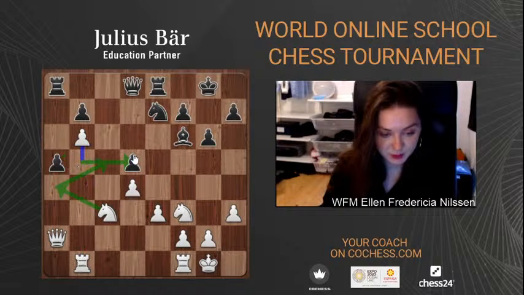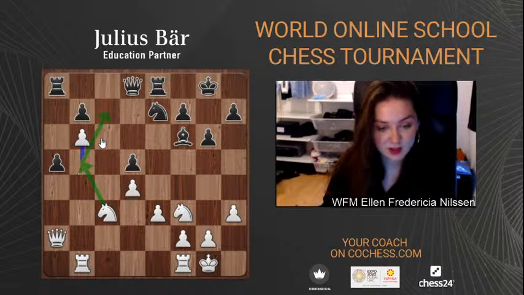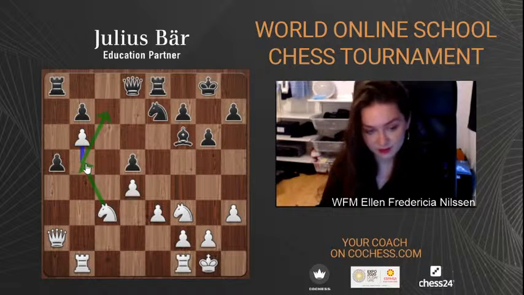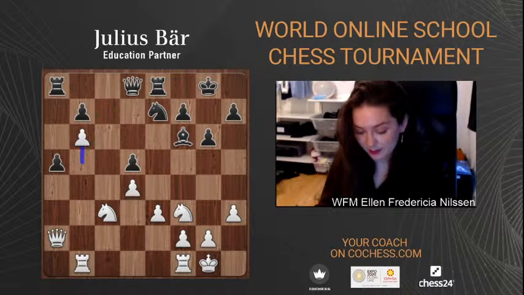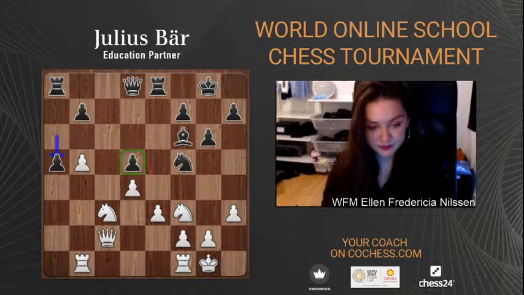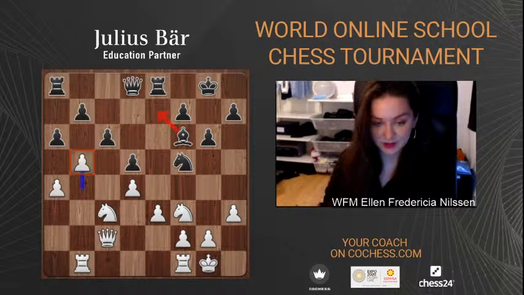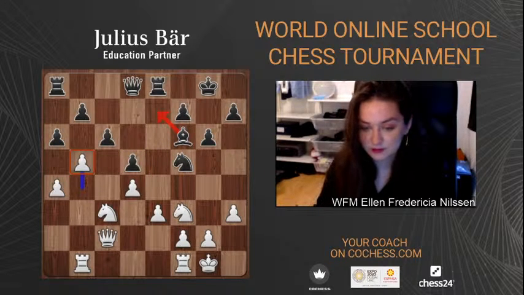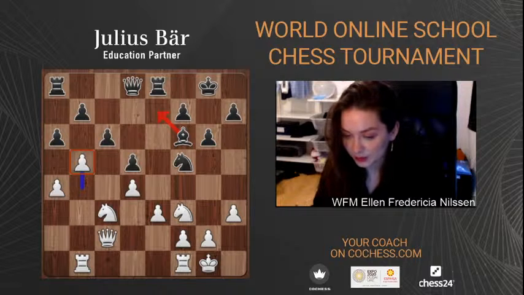Let me just remove some of the arrows. And this knight can also go to b5 if it wants, possibly jump into c7. So this would be a bad way of meeting the minority attack. Do we have more suggestions?